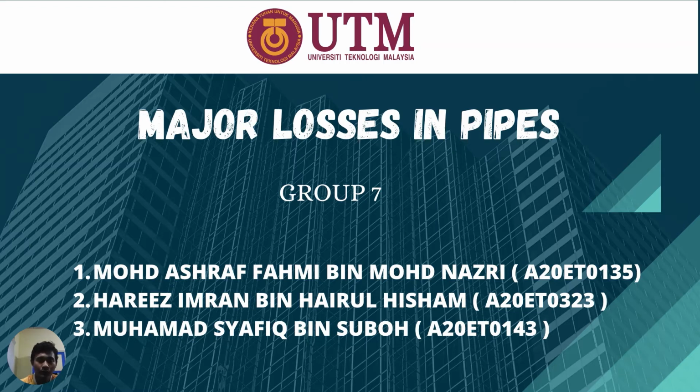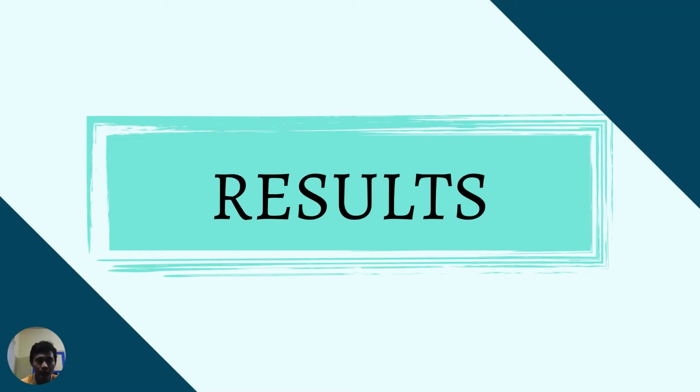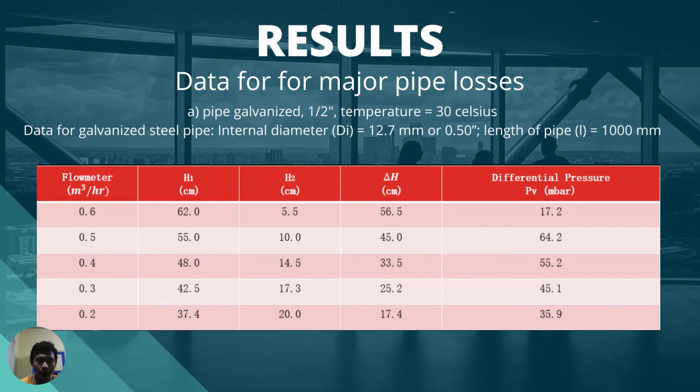So today I will present my part, which is result, discussion and conclusion. For the result, we have 5 different test pipes. The first one is a galvanized pipe, where the temperature is 30 Celsius, internal diameter 12.7 mm, length of pipe 1000 mm. We have to find the value of delta H, which is H2 minus H1. As you can see in the slide, it shows the data for delta H for the galvanized pipe.